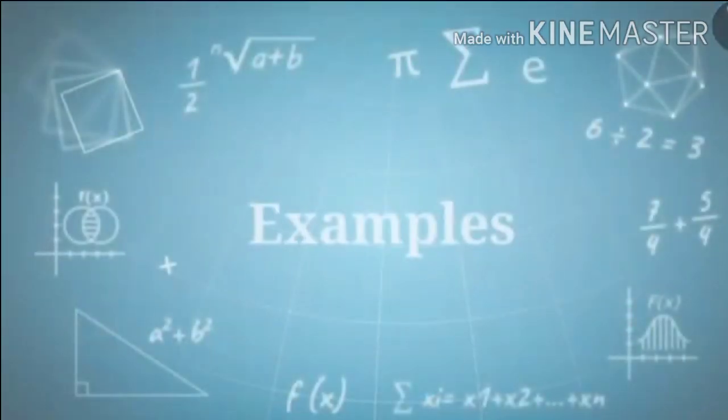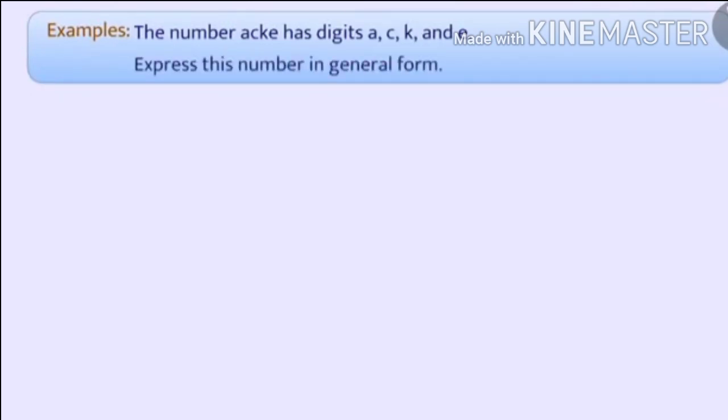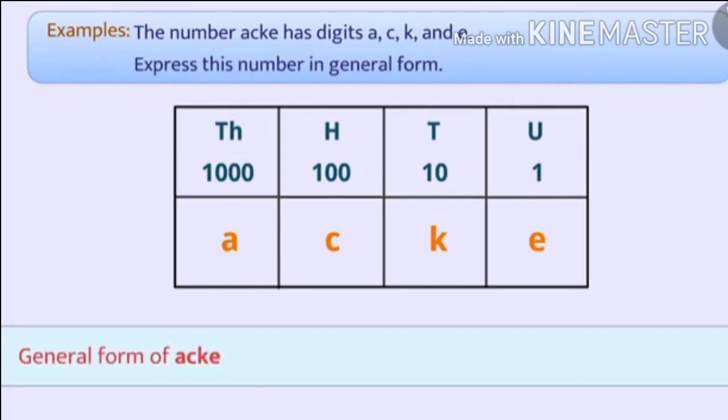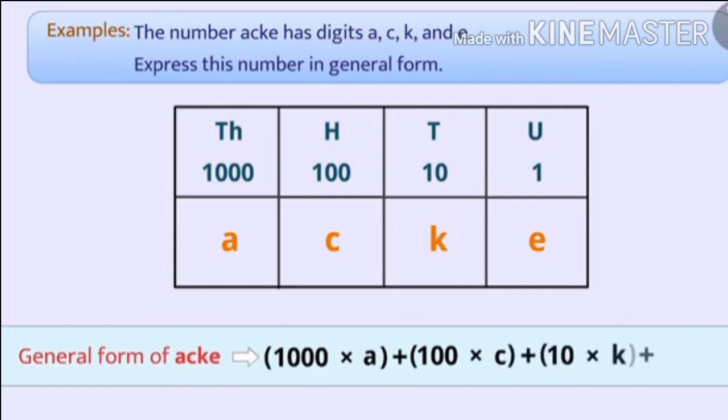So today, we learned the general form of numbers. The number ACKE has digits A, C, K and E. Express this number in the general form. In this number, A is in the place of 1000, C in the place of 100, K in the place of 10, and E is in the place of units. Therefore, this number can be written in its general form as 1000 into A plus 100 into C plus 10 into K plus 1 into E.